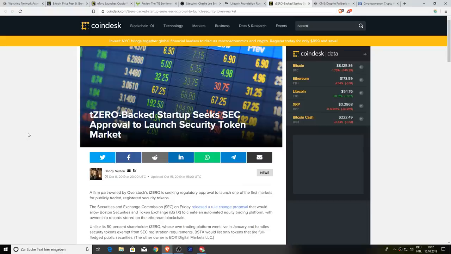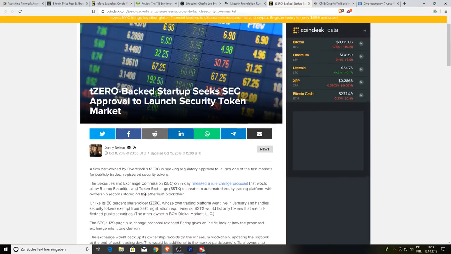Next up, a firm part owned by Overstock's T0 is seeking regulatory approval to launch one of the first markets for publicly traded registered security tokens. The Securities and Exchange Commission on Friday released a rule change proposal that would allow Boston Securities and Token Exchange, BSTX, to create an automated equity trading platform with owner records starting on the Ethereum blockchain. Unlike its 50% shareholders, T0, whose own trading platform went live in January and handles security tokens that are exempt from SEC regulations or registration requirements, BSTX would list only tokens that are full-fledged public securities.